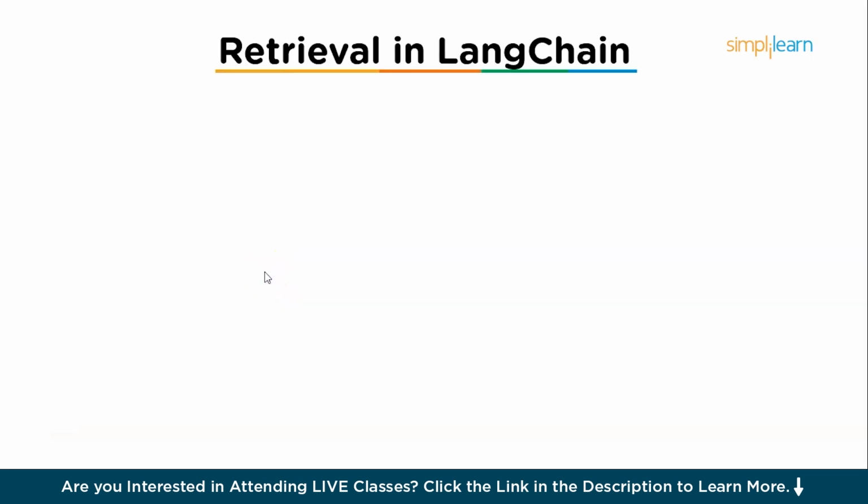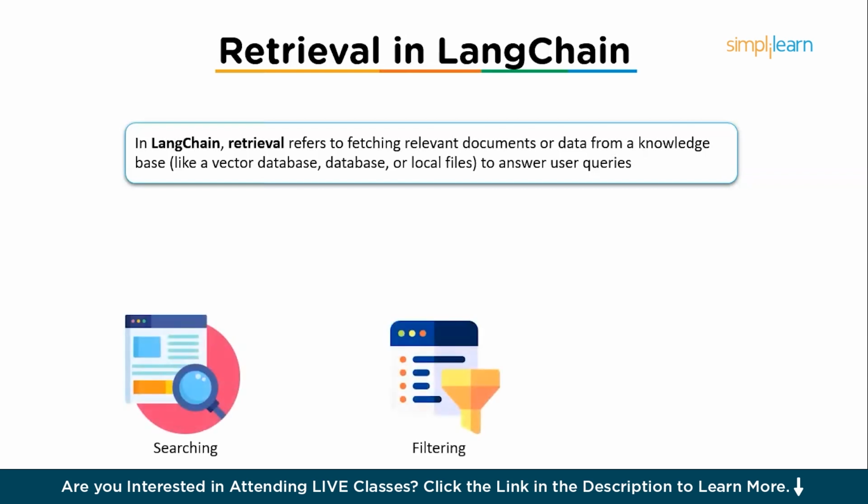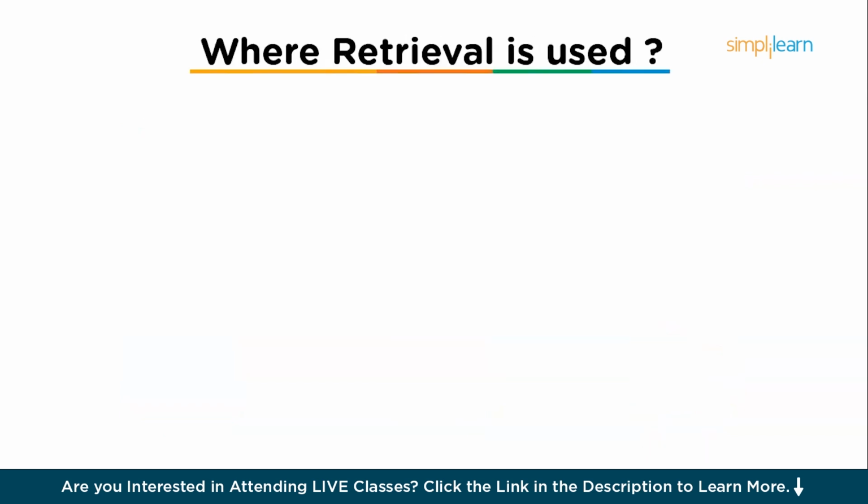In this lesson, we will dive deep into retrieval and a few more advanced methods for overcoming the edge cases. So let's understand what retrieval is in LangChain. In LangChain, retrieval refers to fetching relevant documents or data from a knowledge base like a vector database or local files to answer user queries. It helps in searching, filtering, and retrieving information efficiently. So where is retrieval used?